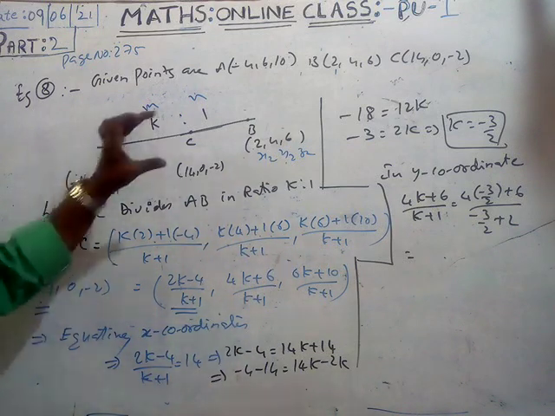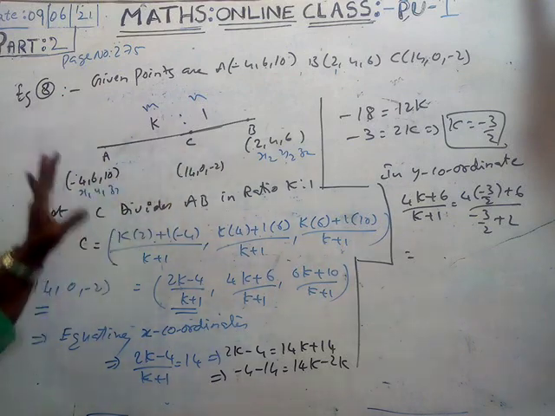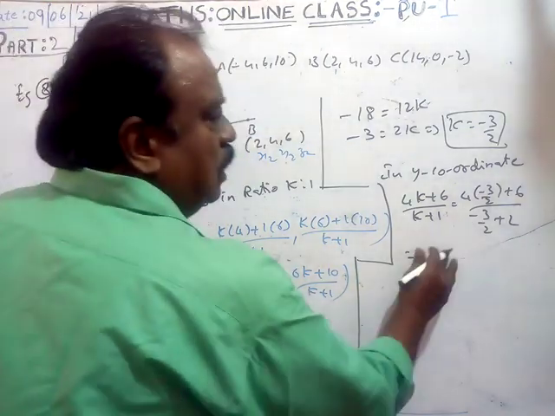That is, C divides AB in the ratio k to 1. That means C lies on the line AB, so that they are collinear. Like that we have to show. It is a logic one.